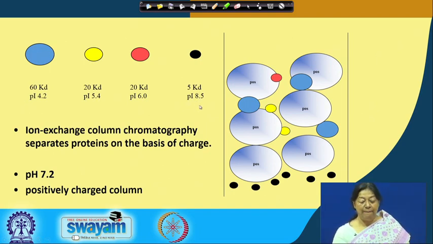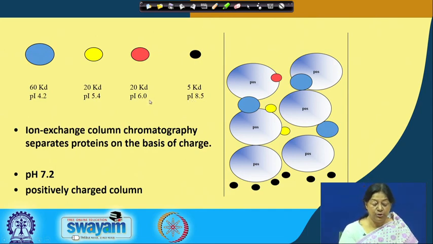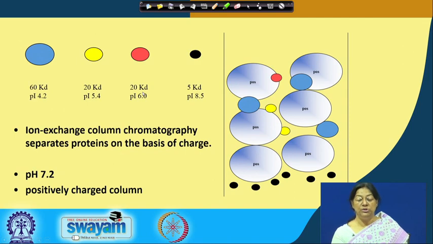So, what is going to happen is the positively charged resins will repel this set of proteins because the protein is positively charged. Why? Because the pH is less than the pI. When the pH of 7.2 is greater than the pI of these proteins, making all of them negatively charged. So, all of them are going to be bound to the positively charged beads, and so we can separate the positively charged protein from this.